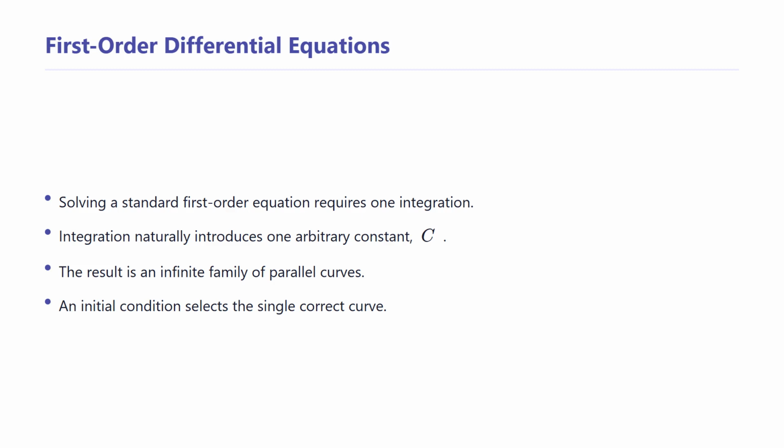Building on that definition, let us see how this works for a first-order system. When you solve a standard first-order differential equation, the integration process naturally introduces an arbitrary constant, often denoted as c. Because c can be any number, the solution is not just one curve, but an infinite family of parallel curves. To select the single correct curve that represents our specific physical situation, we are given an initial condition. This condition specifies the value of the unknown function at a particular starting point, usually at time 0.